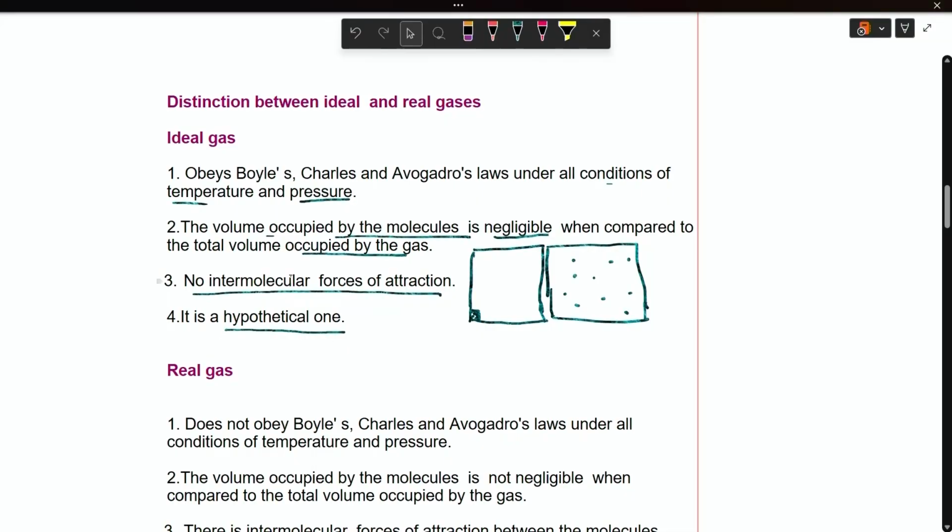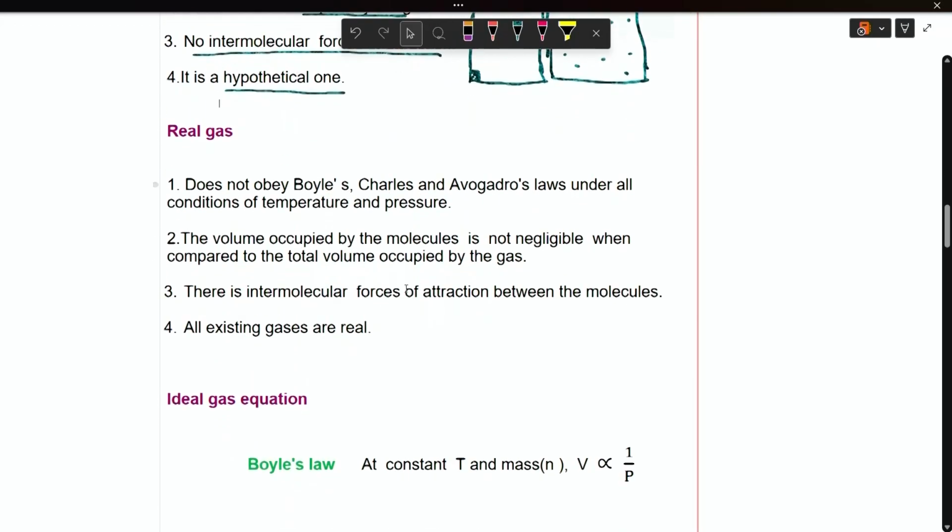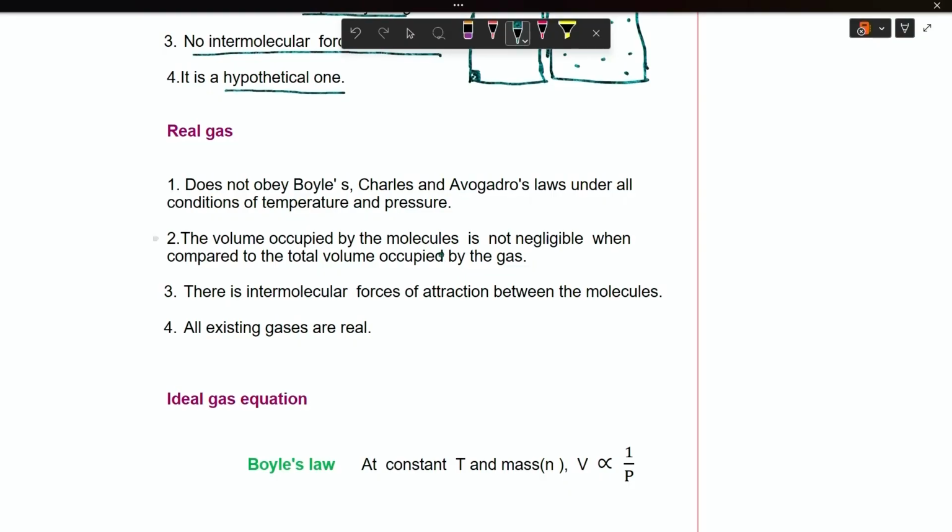Now, let us see what we mean by real gases. Real gases are all the ordinary gases we come across, like hydrogen, oxygen, nitrogen, helium, neon, argon. All those gases are real gases. Their condition is that they do not obey Boyle's law, Charles' law and Avogadro's law under all conditions of temperature and pressure. At certain conditions, within a certain range of temperature or pressure, they may obey the ideal gas equation, but not at all conditions of temperature and pressure.